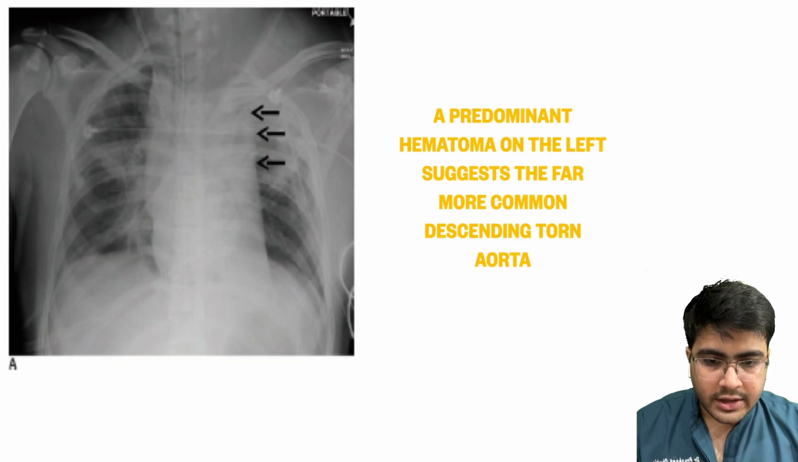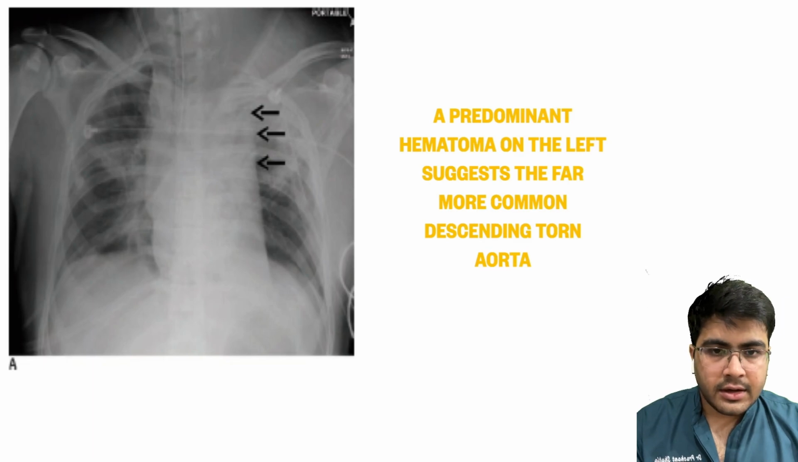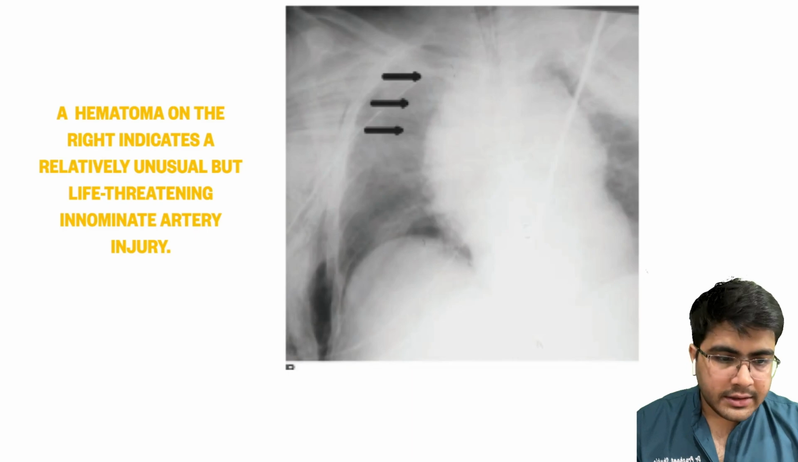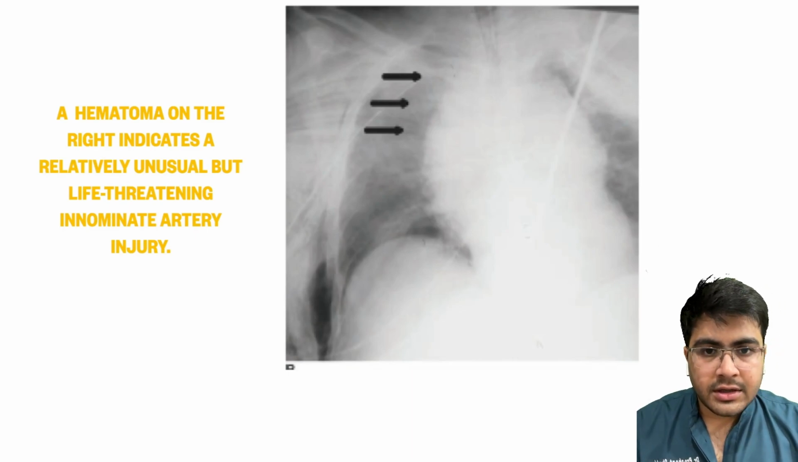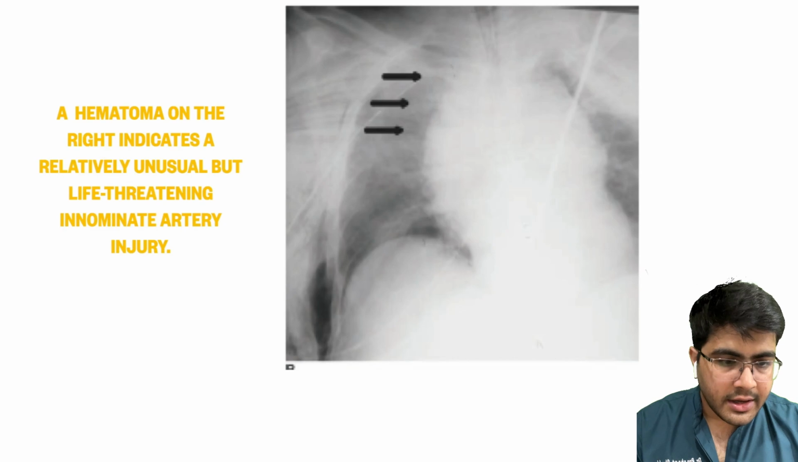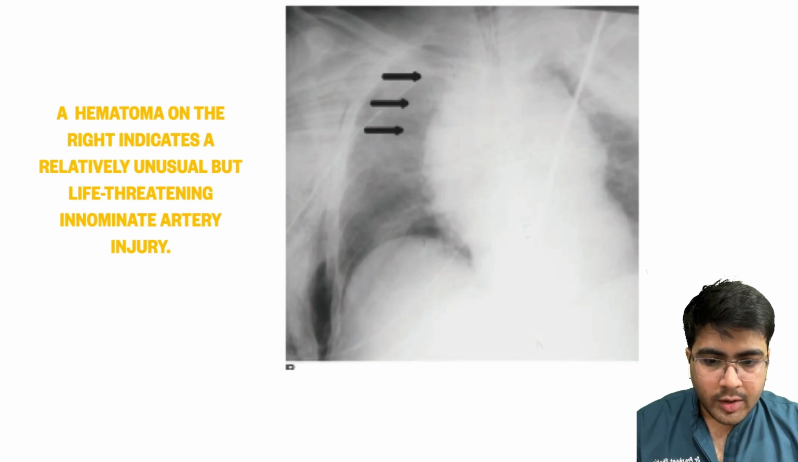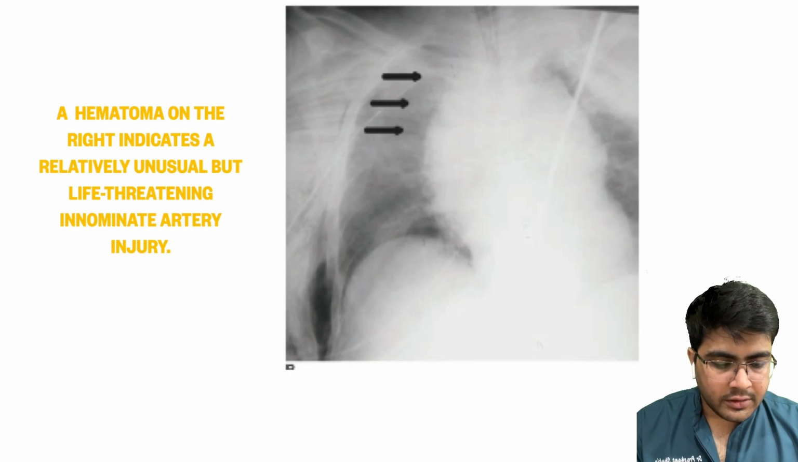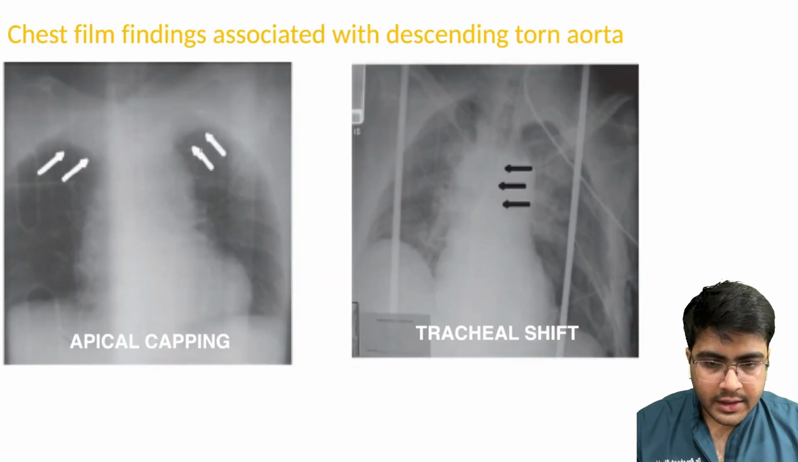Okay, so here you can see the mediastinal cells are parallel to each other, and they are almost parallel to the spine on the left-hand side, and this depicts a descending aortic tear. The next most commonly injured vessel is the innominate artery. Here you can see there is a hematoma on the right, which indicates a relatively unusual but life-threatening innominate artery injury. Okay, so this is the finding of great vessel injury in the thorax.